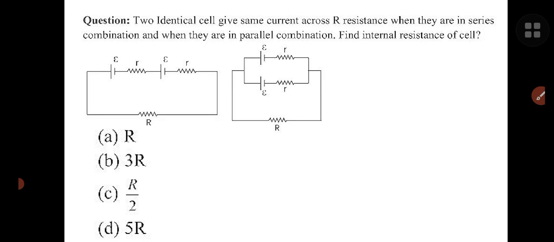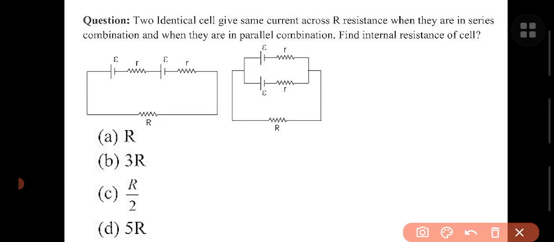Question: two identical cells give the same current across resistance R when they are in series combination and when they are in parallel combination. Find the internal resistance of a cell. Here is circuit number 1. Here is circuit number 2.